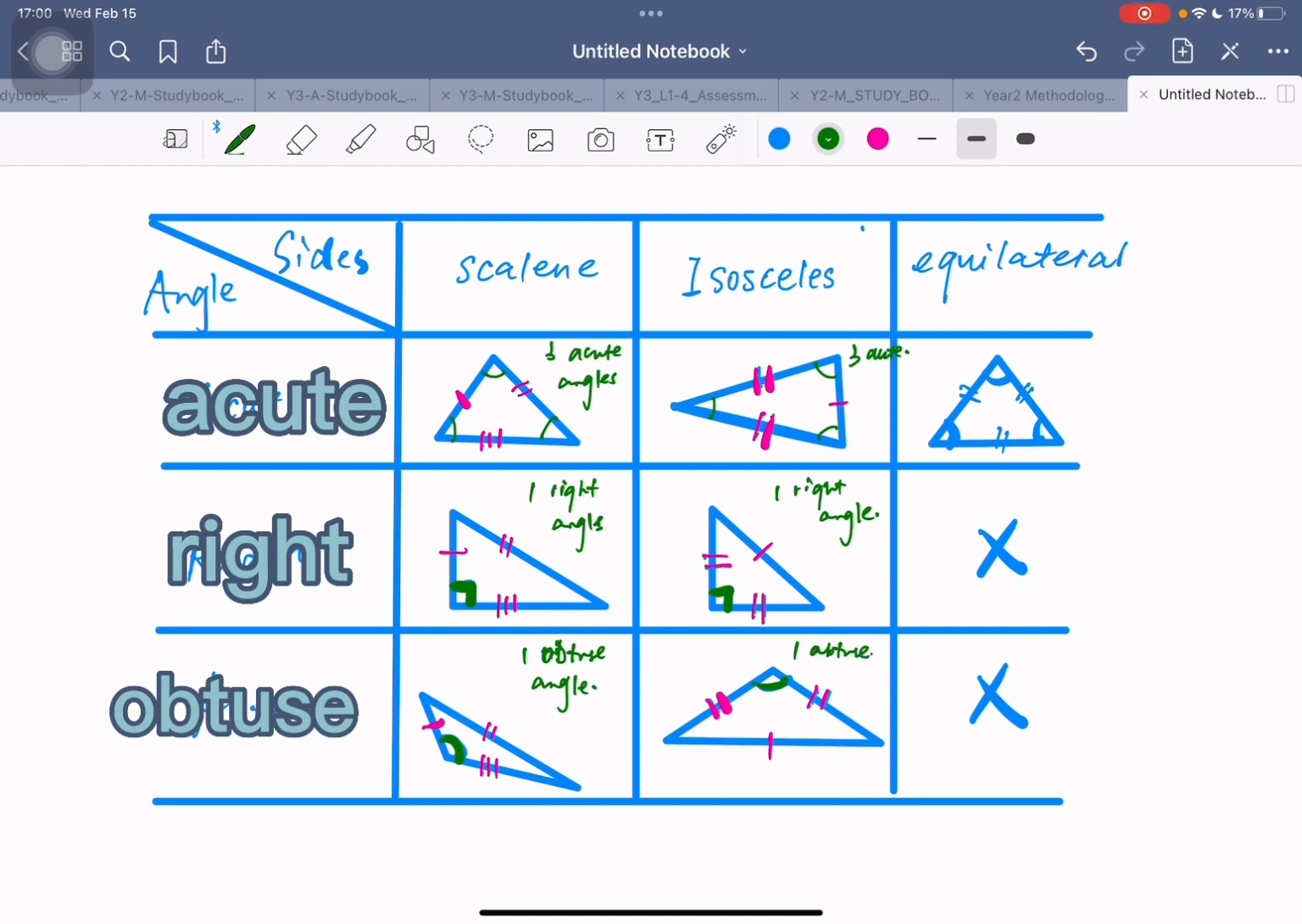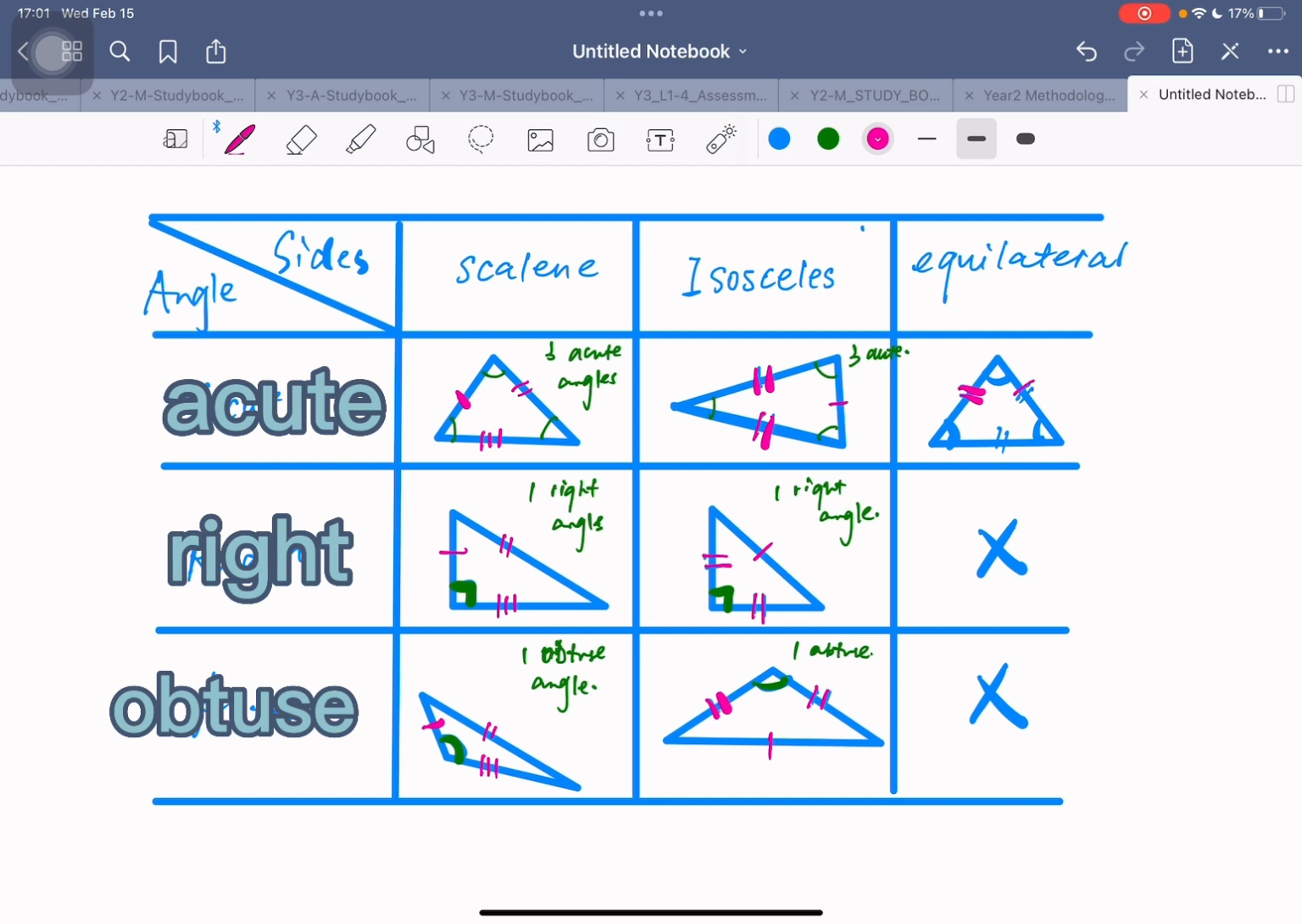Okay, and the last one we can have is equilateral triangles, and this one is very, very special because we only have 1 kind of equilateral triangle, and it must be acute. So we can have equilateral acute angled triangles, but not equilateral right angled triangles or obtuse angled triangles. Okay, so this triangle is especially different.